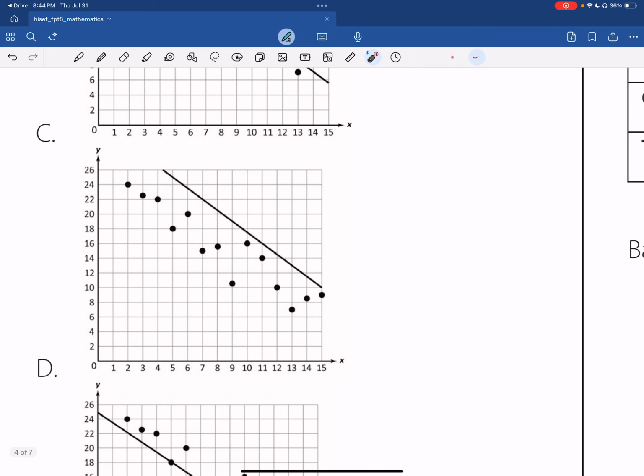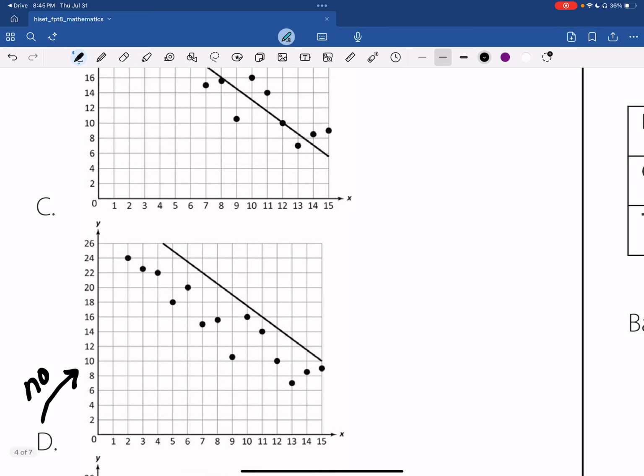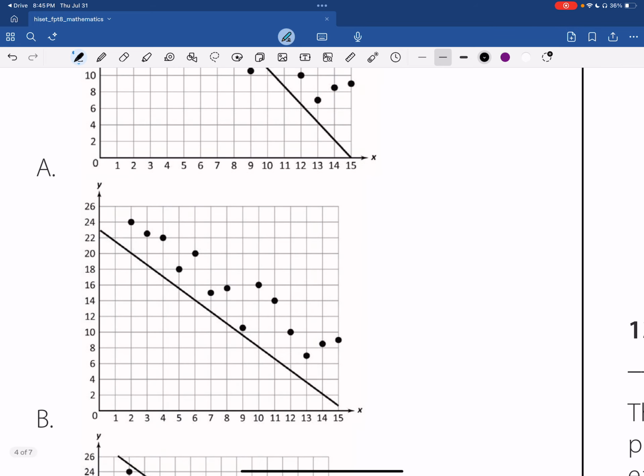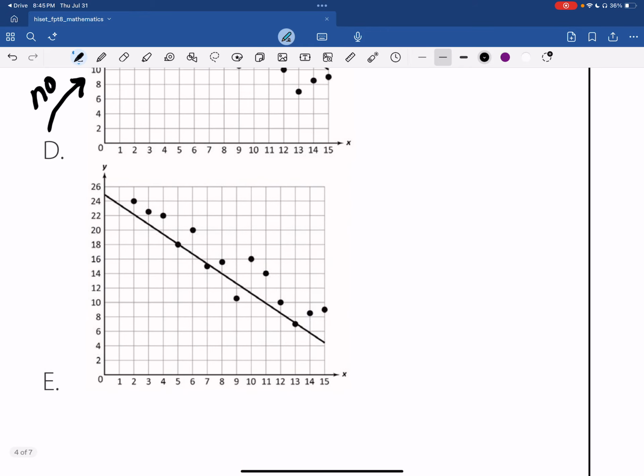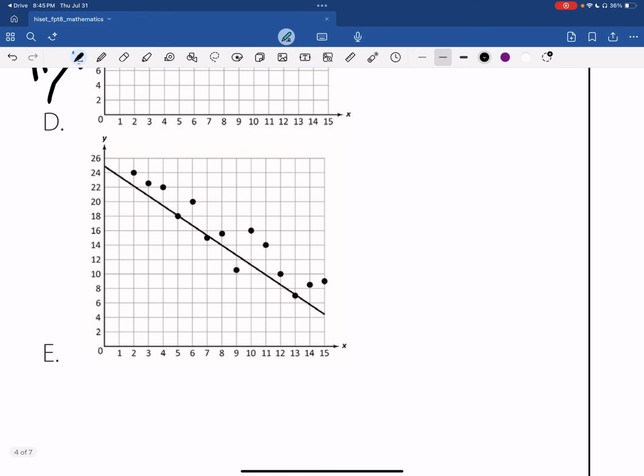D, we have them all below, so that one's out. And this is misleading. This goes with D, so D is a no. We said C was a possibility, B is a no because they're all above the line, so that's not a best fit. And then E, they're above and below, but they're mostly above. So I don't like E.